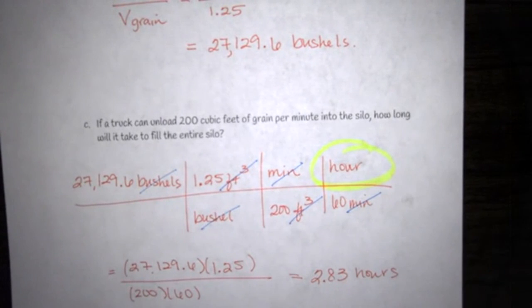So that, in a nutshell, is everything that you need to know about section 6.3 as it relates to volume and the different volume problems that you may have.